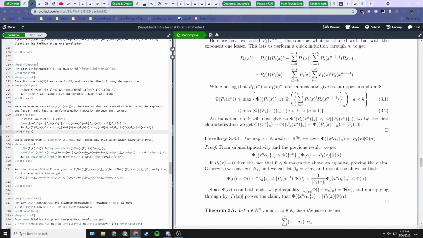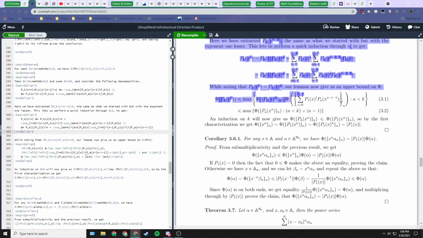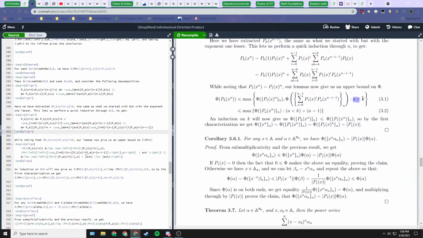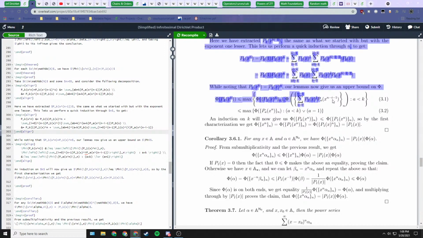So we're taking the phi value of each one of these sums here. So we're taking a sum of this plus all of these terms. The phi value of this is bounded by, because of the sub-additivity, the phi of this and all the phi values of these terms here, for all the a less than k. But of course, all the phi values for these ones are bounded by the phi value of p1 of x power n, that's the same as this term here. And it's bounded by the maximum between whatever this is and the phi value of this.